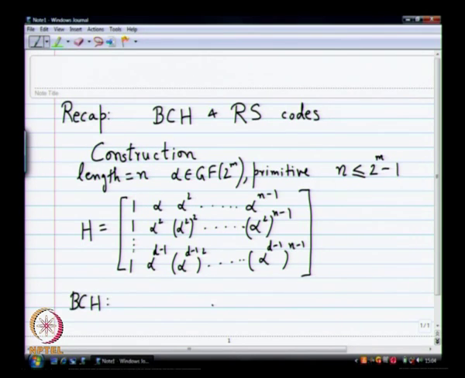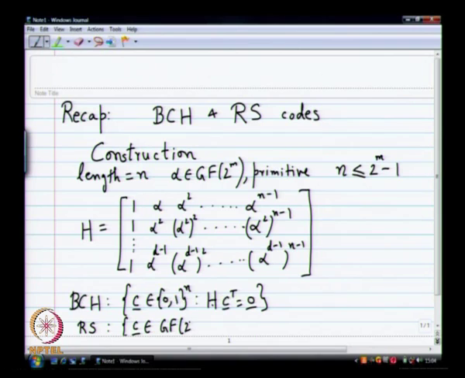So, for BCH, the set of all binary vectors, and for Reed-Solomon we write it below this, C_n. So, this is our definition and this is the construction, and what are the properties of the code?